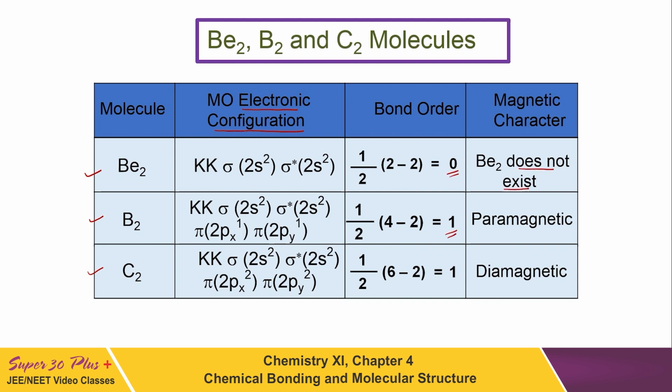When bond order is 1, yes, it does exist, and it will be paramagnetic because of the 2 unpaired electrons. These 2 electrons you see, they are unpaired. Here all electrons are paired. No unpaired electron is there in case of C2, so it is diamagnetic. So molecular orbital theory excellently explains the bond order, bond length, and also magnetic behavior.